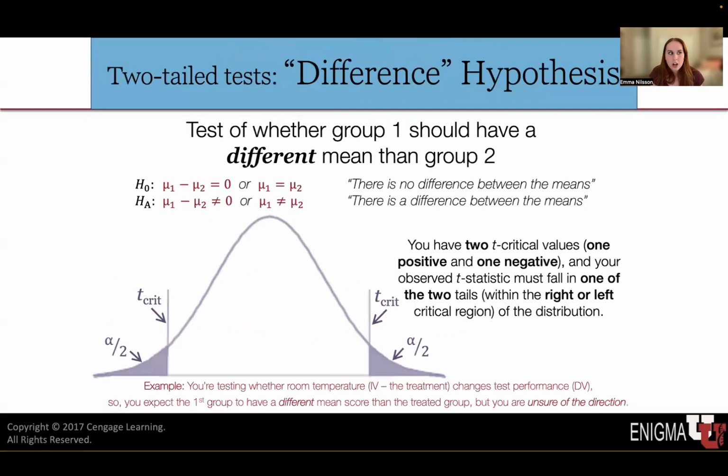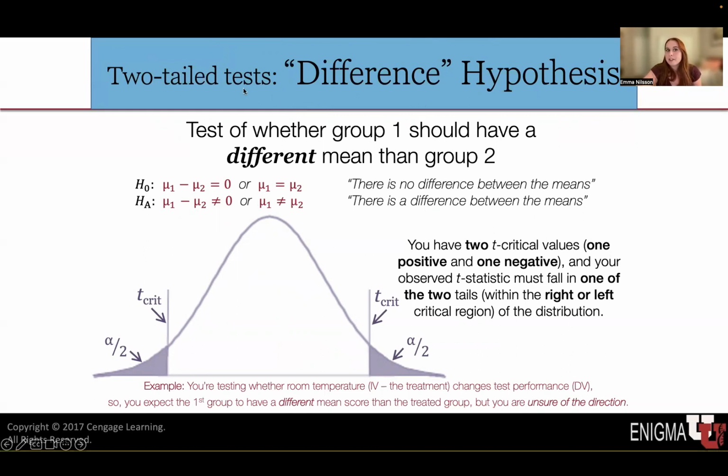Really quickly, let's talk about when we would use a two-tailed test versus a one-tailed test with an independent t-test. The two-tailed tests are going to be called difference hypotheses because all we're doing is testing whether group 1 has a different mean than group 2. The null hypothesis is that there is no difference between the means. The alternative hypothesis is that there is a difference. No direction is mentioned here.